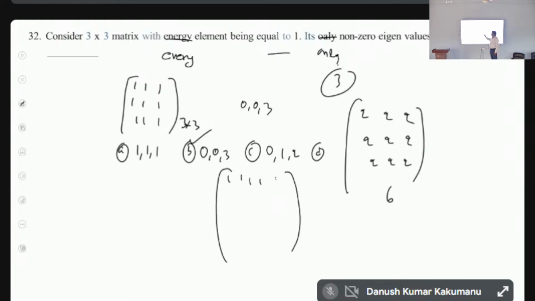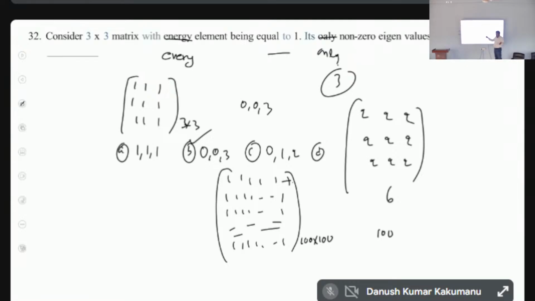A matrix with all entries 1, 100 by 100. What is the non-zero eigenvalue of this? 100. The non-zero eigenvalue is 100. How many zero eigenvalues are available?